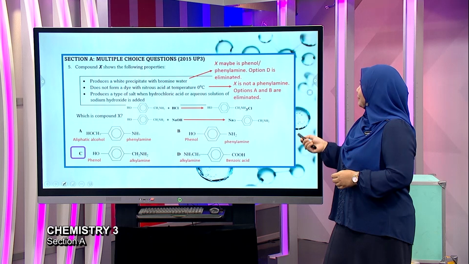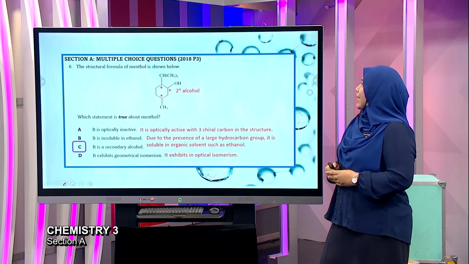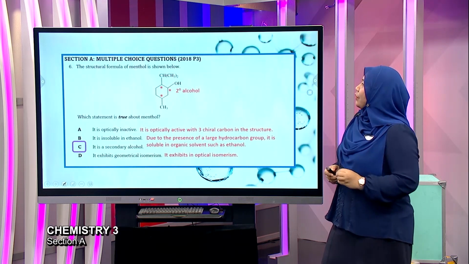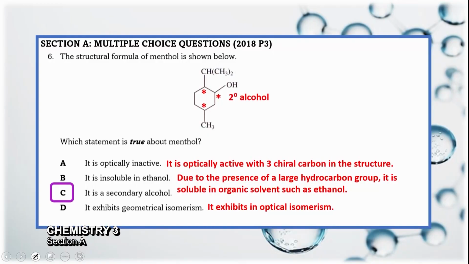All right. Next question. We have the structural formula of menthol shown below. Which statement is true about menthol? So when you look at the structure of menthol, we can identify there are 3 chiral carbons and there is a hydroxyl functional group inside menthol. So menthol is classified as secondary alcohol. So the true answer is C. It is a secondary alcohol, of course.